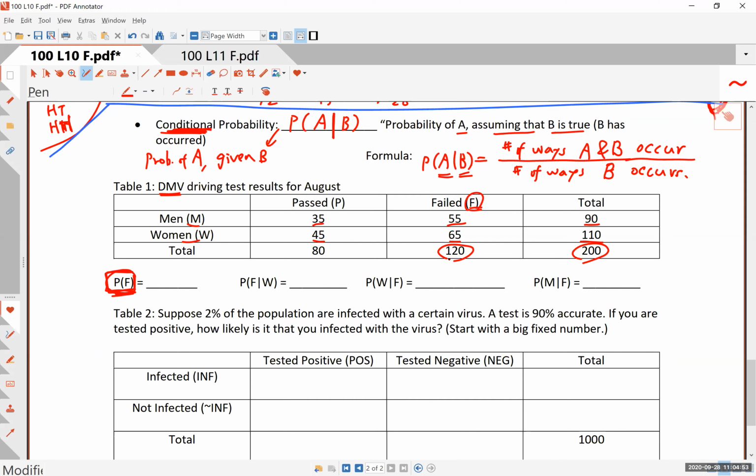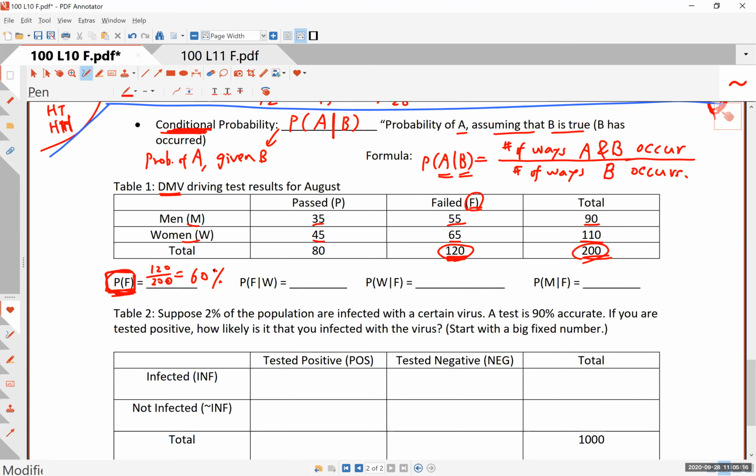And the result: the answer is 120 people failed out of 200. And that's exactly the numbers that you should enter here. 120 divided by 200 turns out to be 0.6. That's 60%. So you can make the statement that 60% of all the people who took this test in August at this DMV failed.